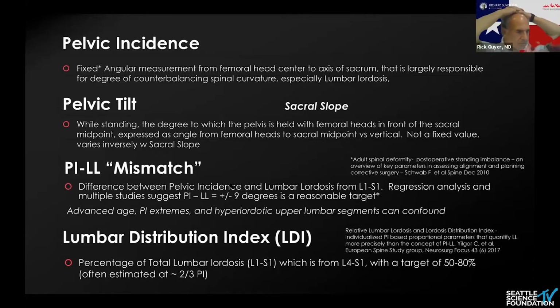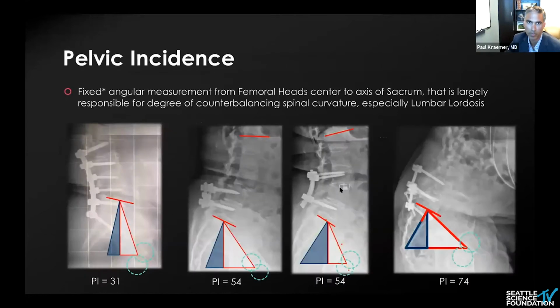Yes, there are more and more complicated things about mismatch all the time, including advanced age, extremes of pelvic incidence, and some hyperlordotic upper lumbar segments that get confusing. And the lumbar distribution index is somebody else writing a paper about something that I've been trying to say for a while, which is: get L4 to S1 right, and you're going to be okay. Get L4 to S1 wrong, and you're going to chase it all the way up the spine.